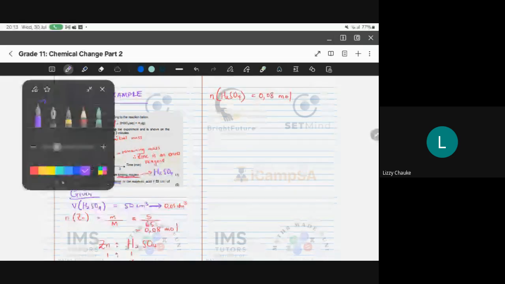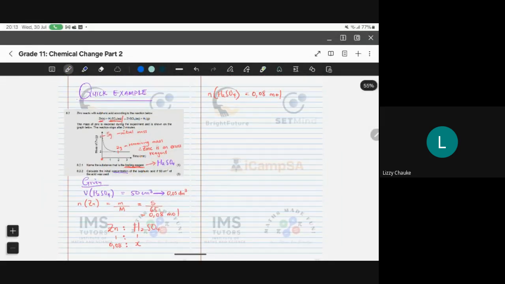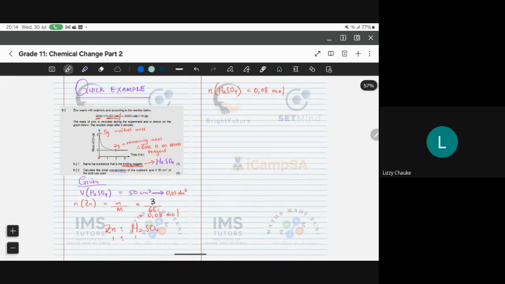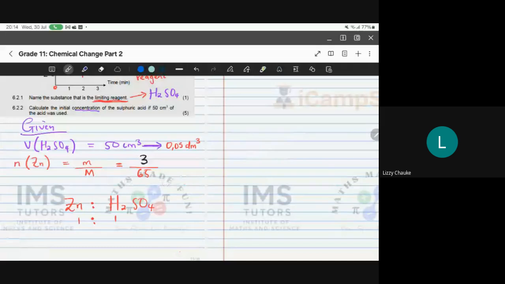Okay. Just use black. Ooh, we made a grave mistake here. Sorry, guys. This is supposed to be 3. So remember, 5 is not the whole mass of zinc that reacted. It's actually 3. Apologies for that. I saw it now, because this number is not making sense.